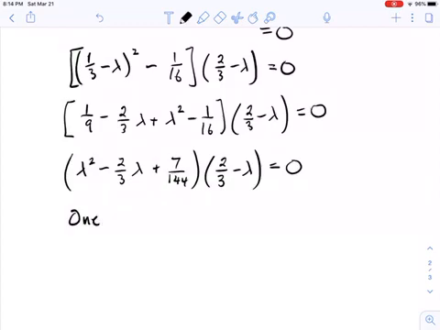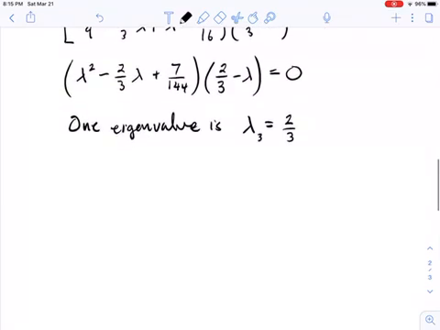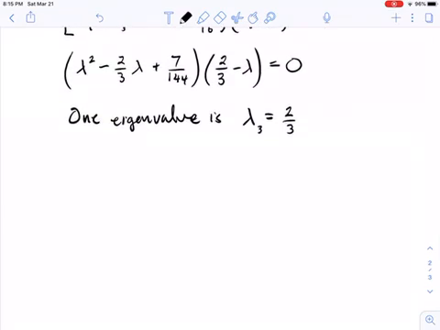And one value is just lambda is 2/3. So one eigenvalue is lambda is equal to 2/3. And I'm going to call that the third one because we could probably already see that that's going to correspond to a rotation about the z-axis.